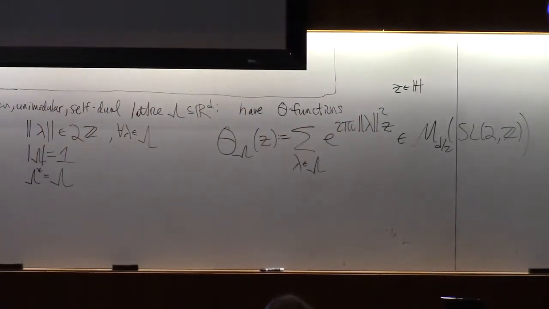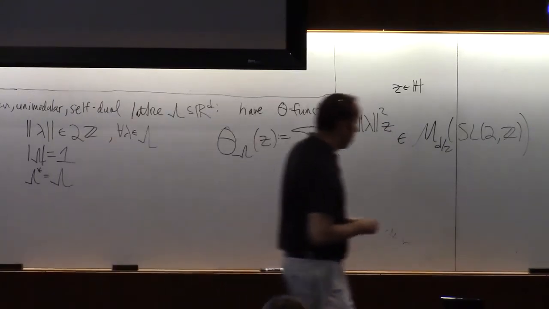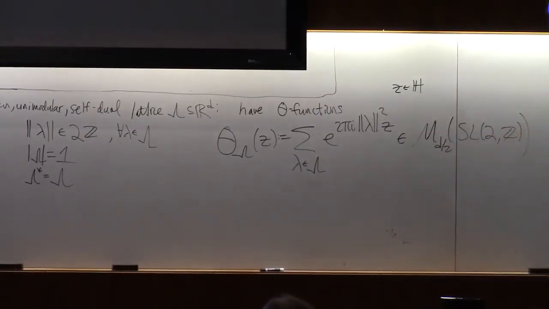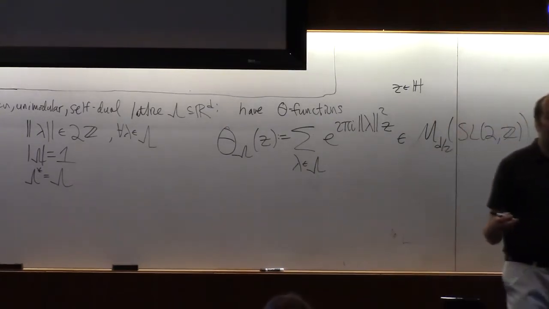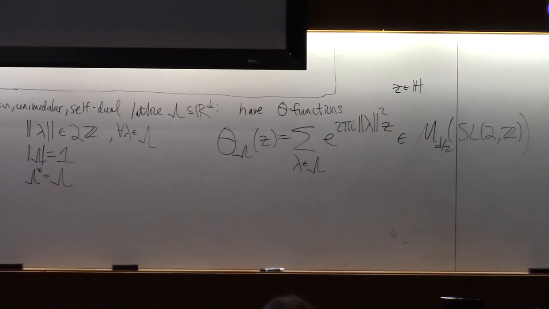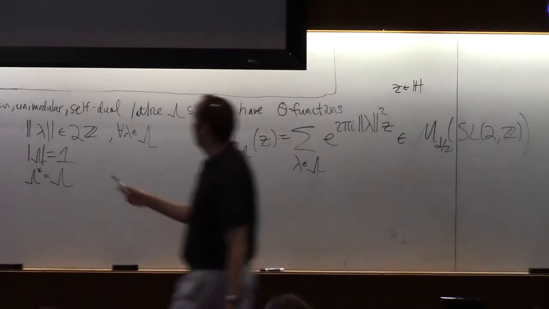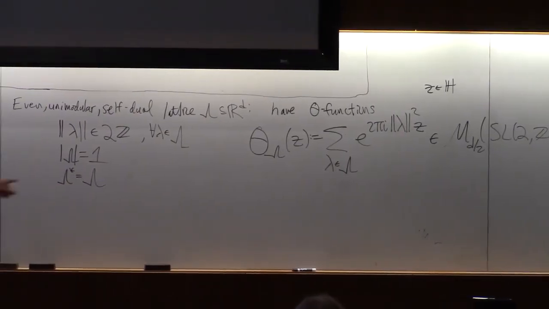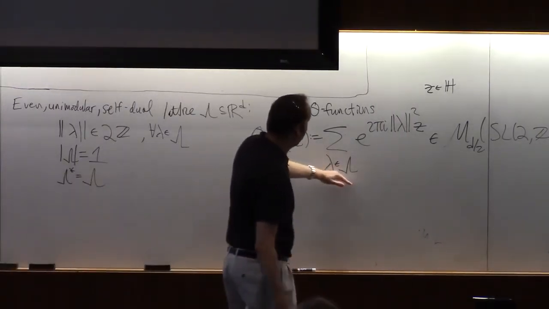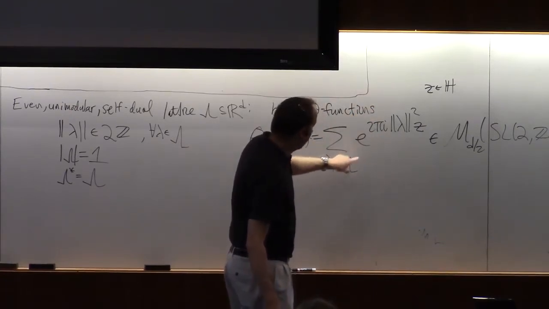This function is just encoding how many vectors have a particular length. So for example, you can define the theta function for any lattice. If you do it for the integers, you get Jacobi's classical theta function, which is a modular form of weight a half, but it's not for SL2(Z). It's for a different subgroup. In the special case that the lattice is unimodular and even, and self-dual, normally what happens is that if you switch z to minus 1 over z, you get a sum involving the dual lattice.